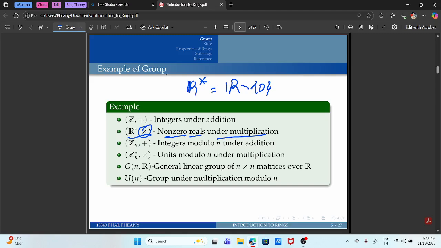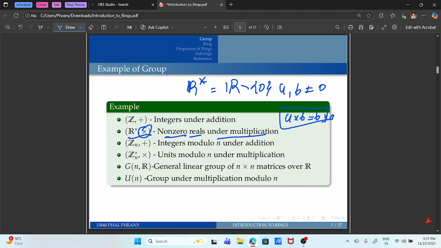Yeah, it is quite similar. Suppose we have elements A, B, where A, B are not equal to 0. Then under multiplication, A times B equals B times A. In real numbers, it is commutative, so I can write it like this. Now continue to the next example.